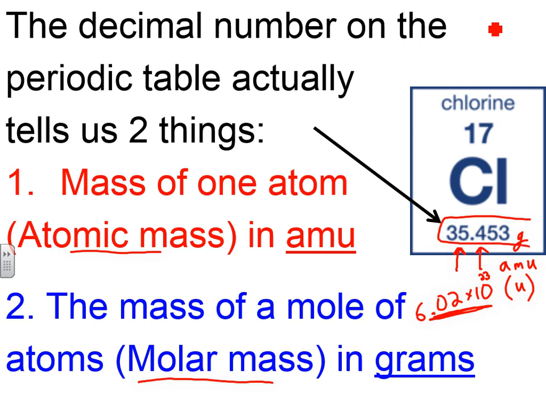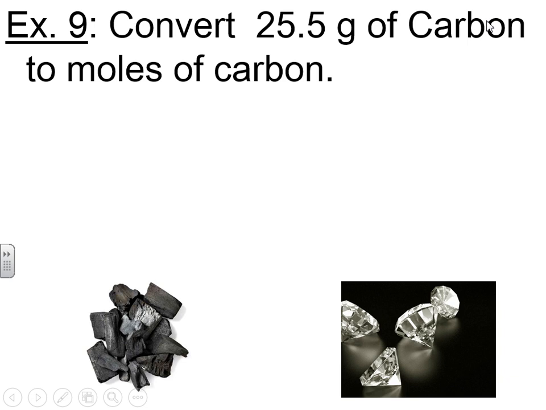In fact, this is one of the most important numbers on the periodic table because it allows you to use these chemicals in the laboratory, weigh them, measure them, and so forth. So we will actually work with this number next. And we'll do a few example problems. The example problem here says convert 25.5 grams of carbon to moles of carbon.